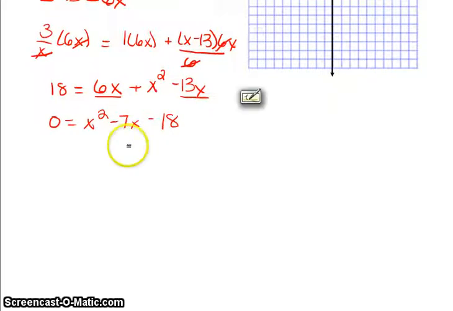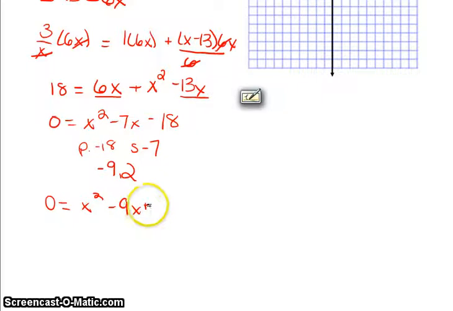From there, we're going to factor. This a value here is equal to 1, so we can factor. And so we're going to be looking at a product of negative 18 and a sum of negative 7. So what two numbers will give you a product of negative 18 and a sum of negative 7? Those two numbers, if you hopefully figured that out, would be negative 9 and positive 2. So we're going to use these two numbers to rewrite that middle term. So we have 0 is equal to x squared minus 9x plus 2x minus 18.